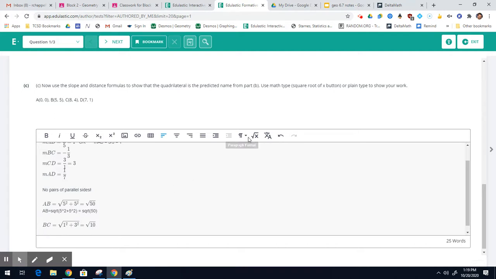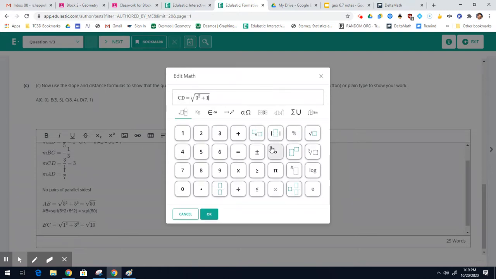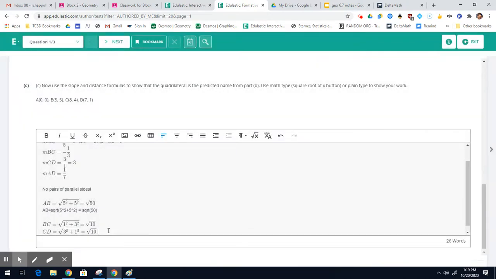CD equals. So we have 3 and 1. So that's going to be the square root of 3 squared plus 1 squared. That is also the square root of 10. So look at that. I got a pair of sides that are the same. Okay, and now let's do AD.